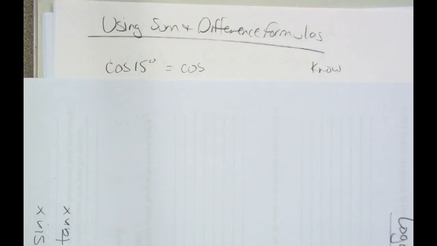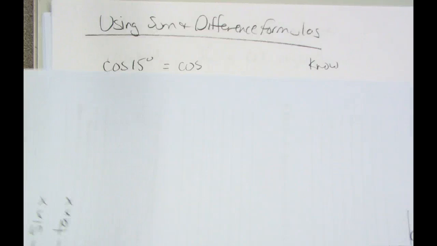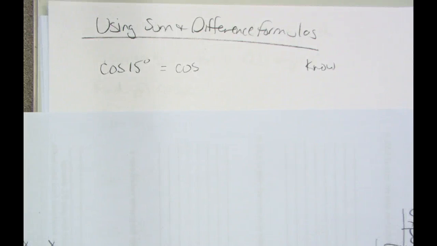So for example, why do I need to know sum and difference formulas? It's because of a problem like this one: cosine of 15 degrees. Do you know cosine of 15 degrees without a calculator? I don't. Let's see, what do I know?